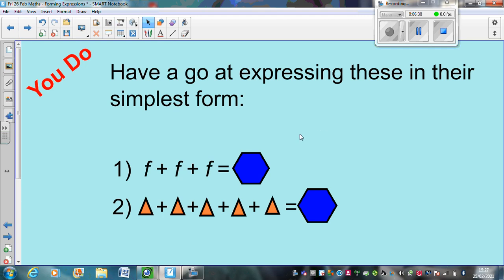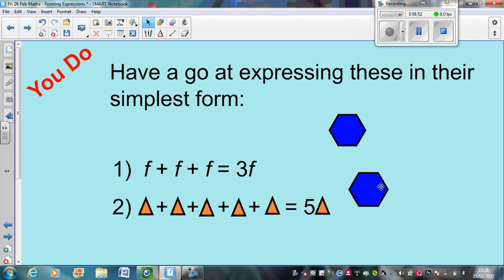So here we go. I'm sure you got these. F plus F plus F is the same as 3 lots of F. 3F. We've got 1, 2, 3, 4, 5 triangles. 5 lots of triangles is written as 5 triangle. Okay, I hope you're seeing now just how simple this really is.